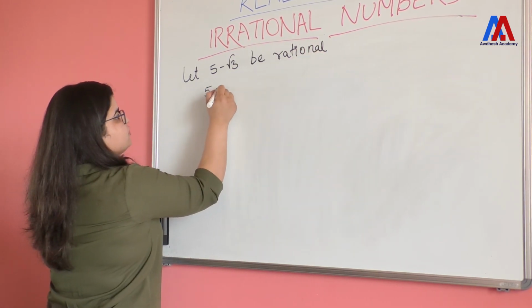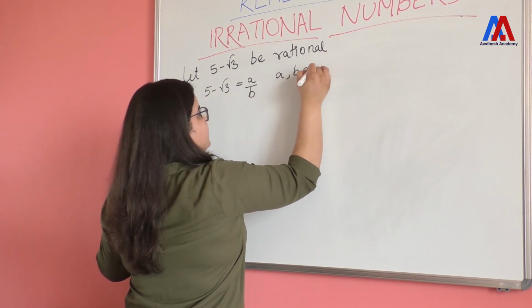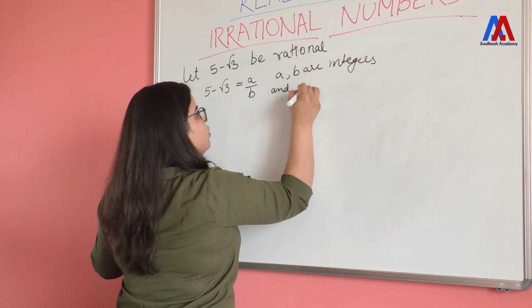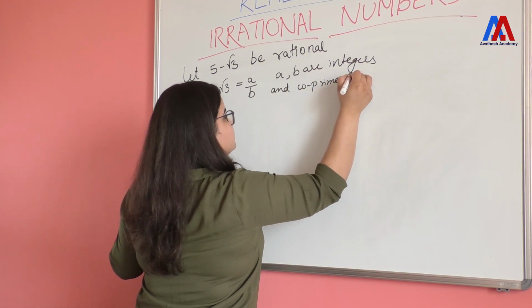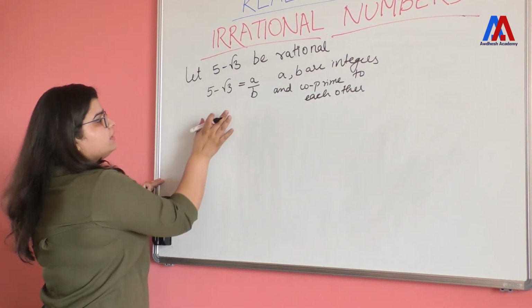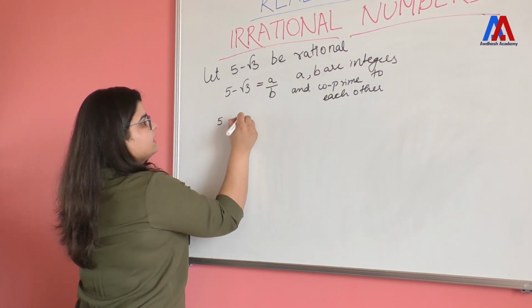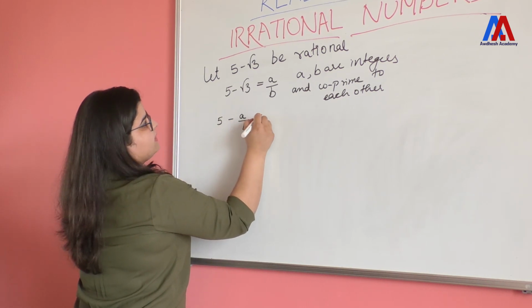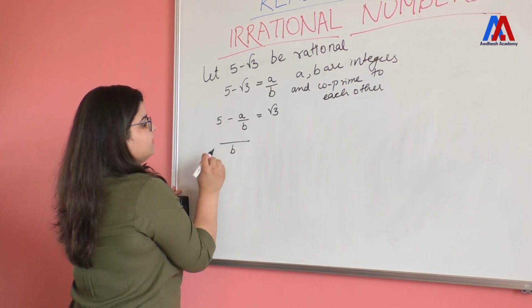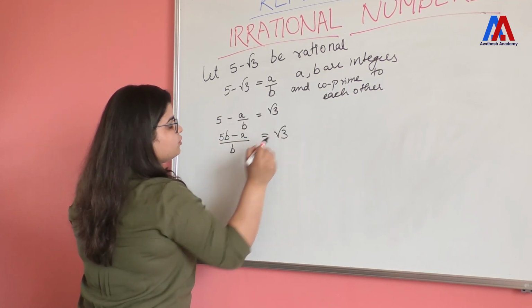So 5 minus root 3 can be written as a by b, where a and b are integers and are co-prime to each other. Now here let's bring the a by b on the left hand side. So we get 5 minus a by b equals root 3. Now we'll take the LCM and we'll get 5b minus a by b is equal to root 3.